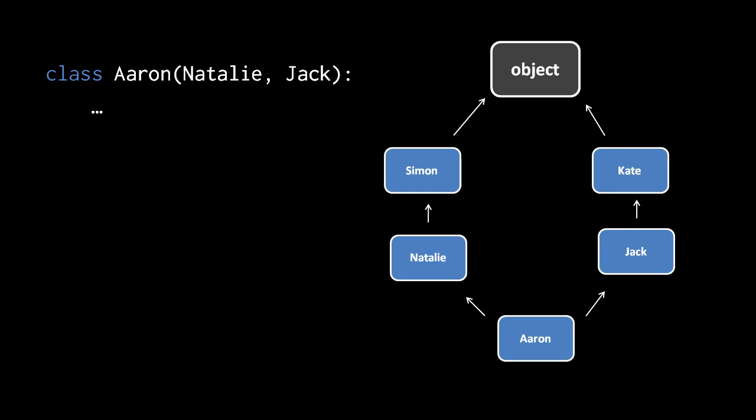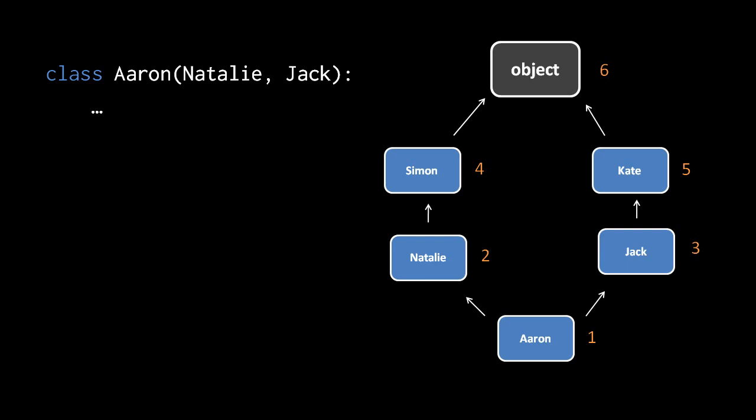The question this raises is how does it affect attribute searches, because attribute searches are the essence of the inheritance relationship in Python. Well, the rule for this turns out to be slightly complicated, so I'll give you just the brief version, which is that the search is done breadth first rather than depth first. So in this example, the attribute search goes from Aaron to Natalie, and then to Jack, and then to the parent of Natalie, Simon, and then to the parent of Jack, Kate, before finally going to object there at the top of the hierarchy.